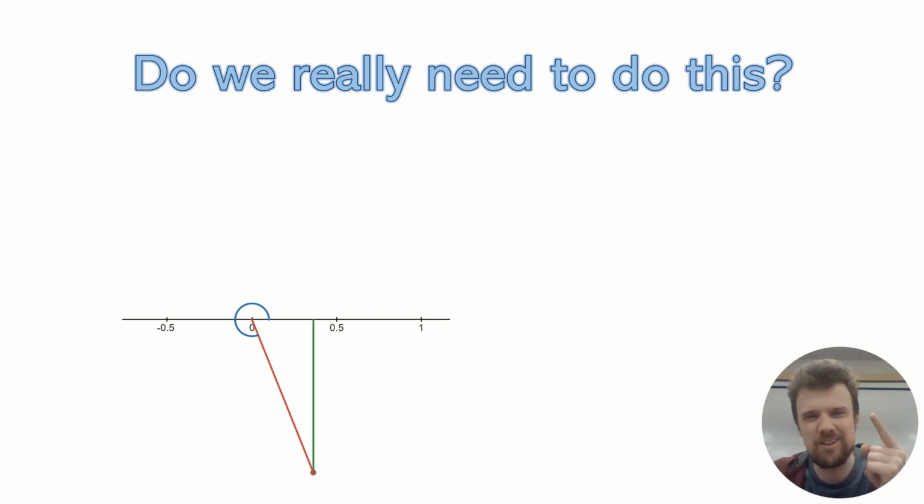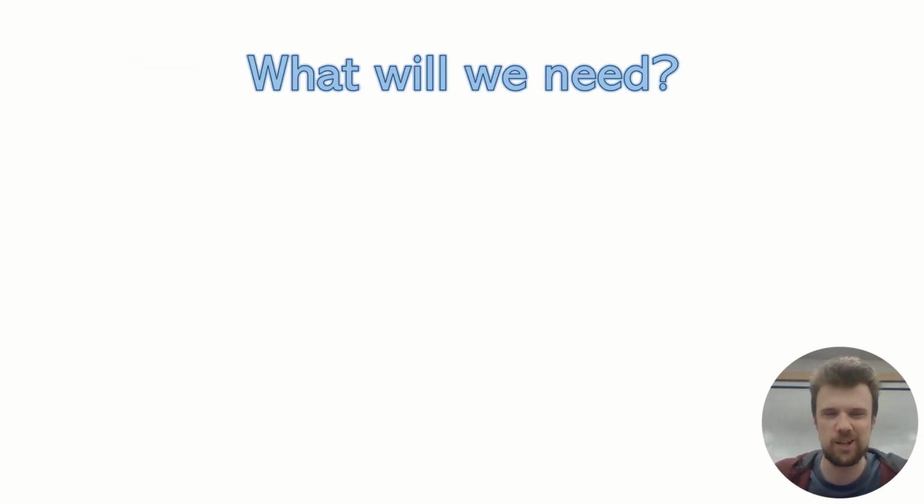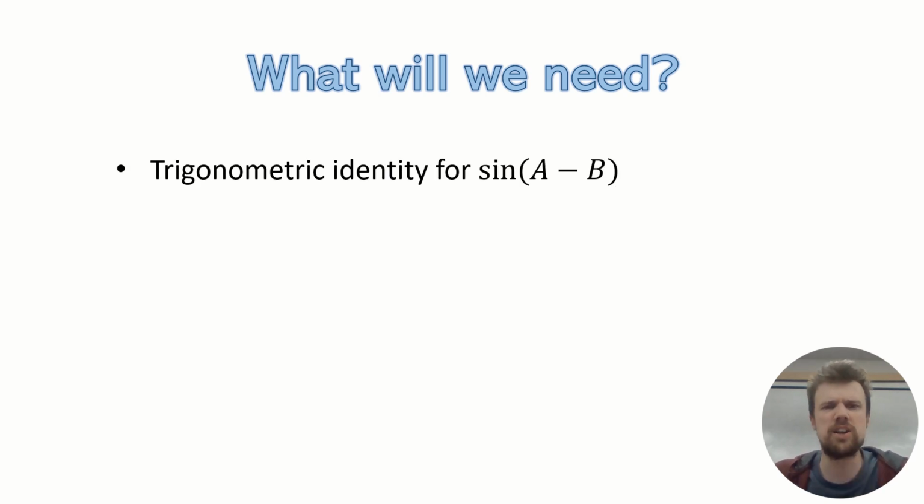But we are going to prove it algebraically. So with all that said, what will we need to be able to do what we're going to do today? We are going to need the trig identity for sine of a minus b.